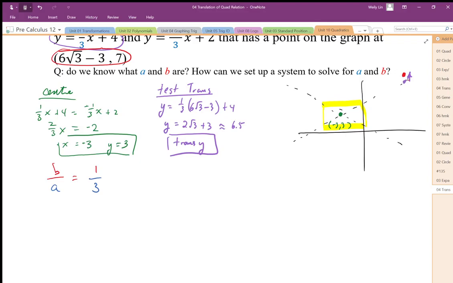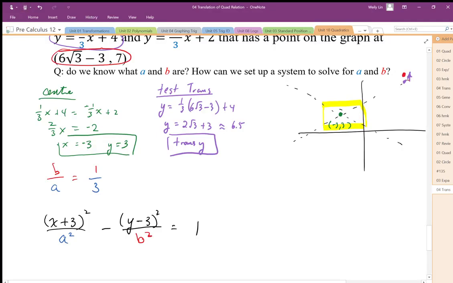My equation is going to start looking like this. It's going to be x minus negative 3, squared, over a squared. I don't really know what a squared is, so I'm just going to write that as a squared right now. Minus y minus 3 squared, over b squared. Again, I don't know what b is yet. I just know the proportion 1 to 3. And that's equal to 1, but since it's trans y, it's going to be equal to negative 1, because of the trans.